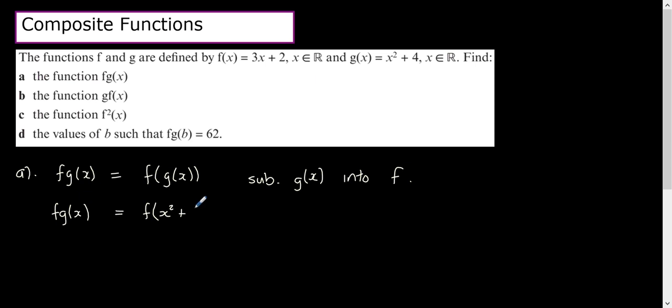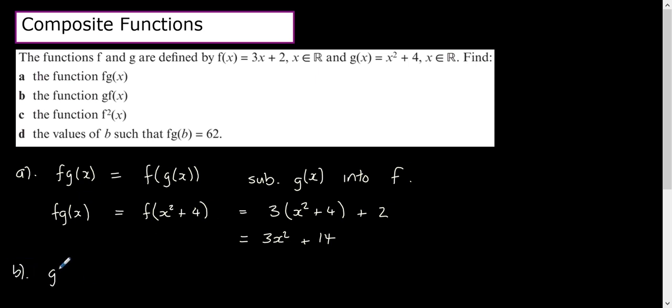So our function becomes f of x squared plus 4, which is going to be 3 multiplied by x squared plus 4, then add 2. Now that's simplified. That's as far as we can go with simplifying it, but we can rewrite it. We can expand the bracket out and make it look more complicated. We get 3x squared, 3 times 4 is 12, plus 2 is 14. So that's fg of x. Take g of x, substitute it into f, which looks like this.